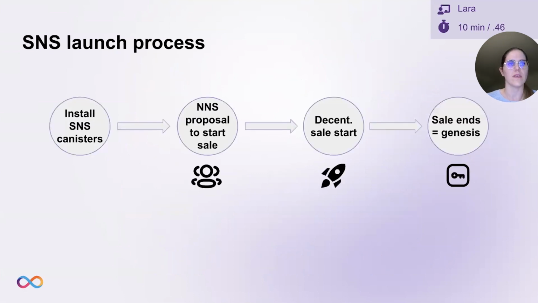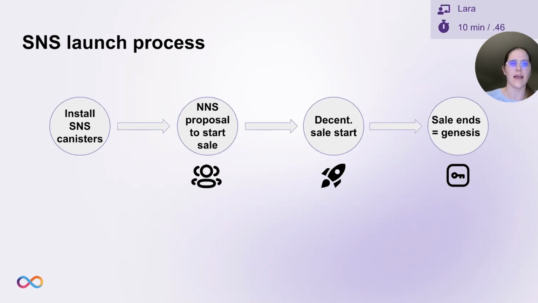On the next slide, we can now see how an SNS is launched, on a very high level. In a first step, SNS canisters are installed on a special SNS subnet. In the next step, an NNS proposal is sent out. The purpose of this NNS proposal is to start a so-called decentralization sale. In this decentralization sale, a portion of the tokens will be sold to the public. So if the NNS approves this proposal, the decentralization sale will start and everyone can participate, contributing ICP to get SNS tokens in return. And if the decentralization sale successfully ends, that's really the point of genesis of the SNS DAO. So from this time on, the SNS DAO is fully functional and decentralized.